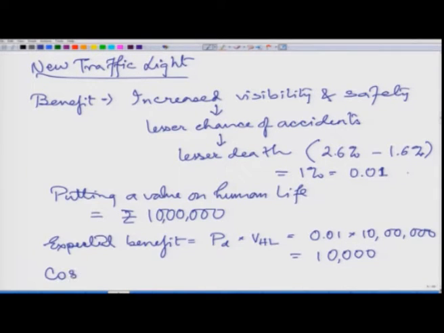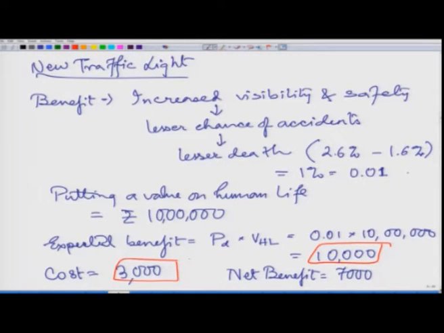But the cost of putting a traffic light, if it is only say 3,000 rupees, there is a net benefit of 7,000 rupees, which is nothing but the difference between 10,000 and 3,000. That is my net benefit. And then the government continues putting traffic lights on that particular stretch as a public health intervention and a public good. They continue it as a public good, and then they approve putting these traffic lights.